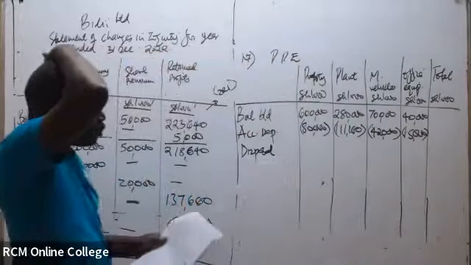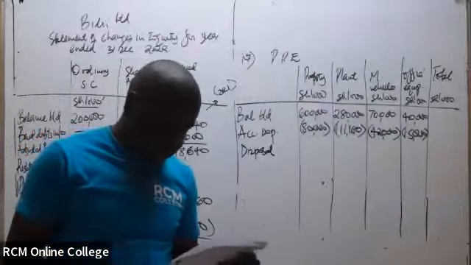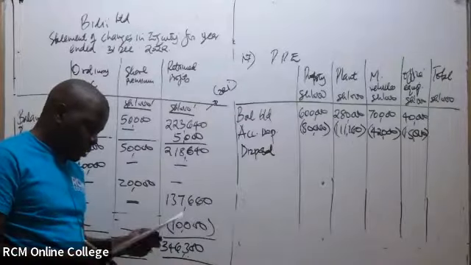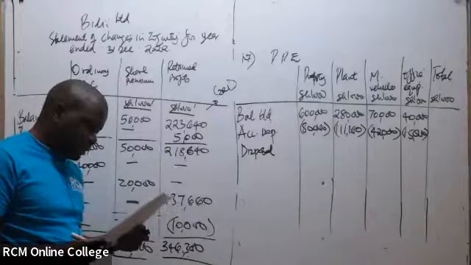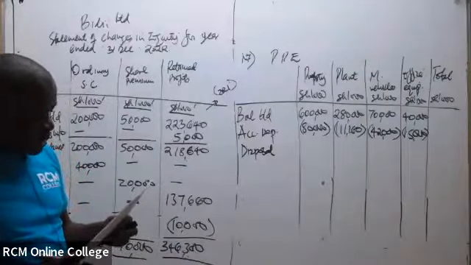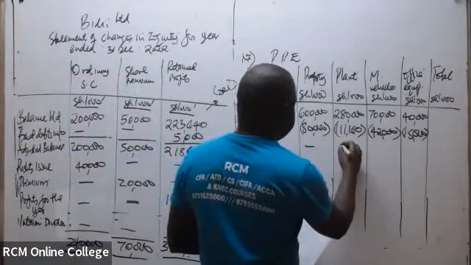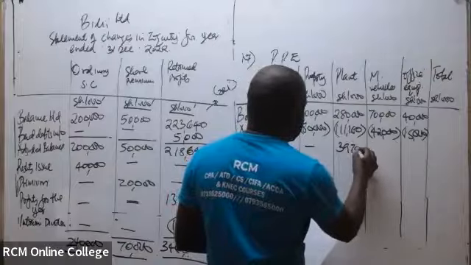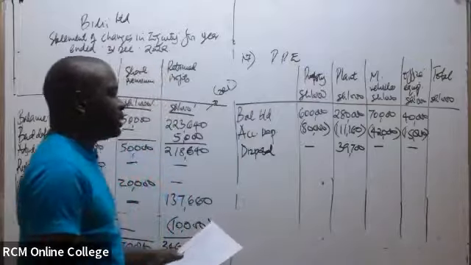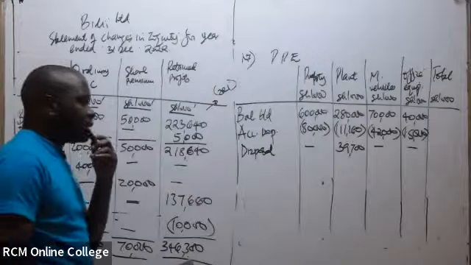So we have a disposal. There was an item of plant which was disposed of, and you're told what it cost, and that it had an accumulated depreciation. The plant had a cost of 39,700,000. So that item was actually disposed of.